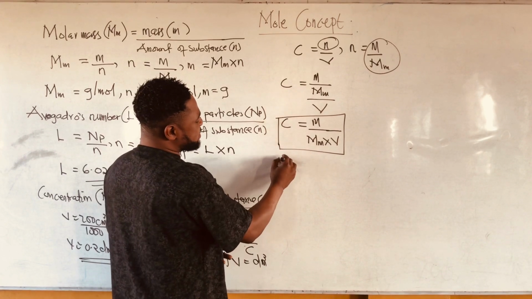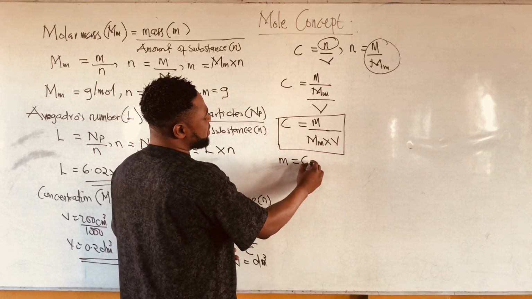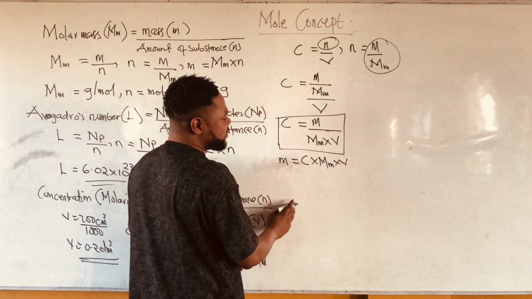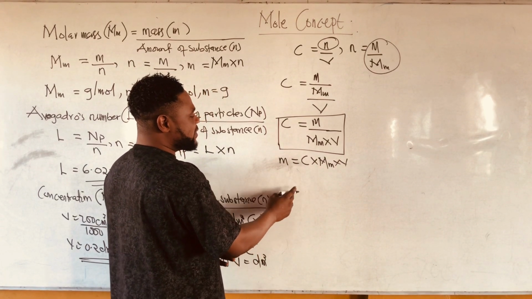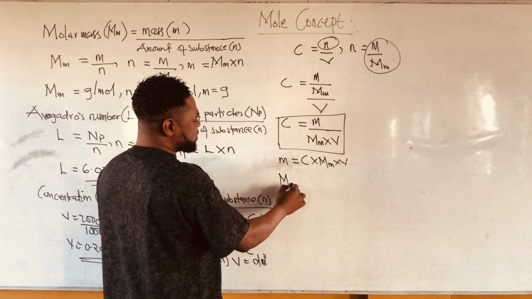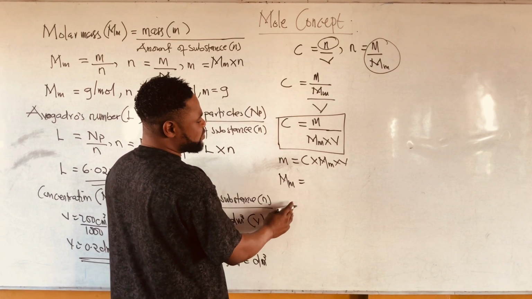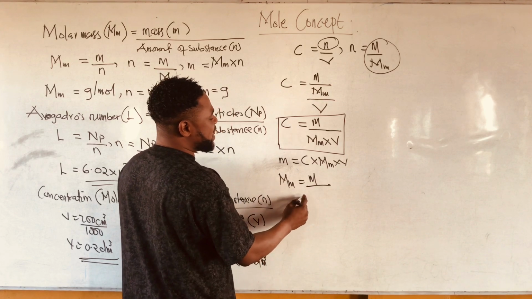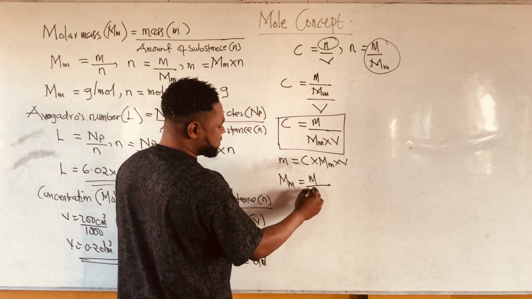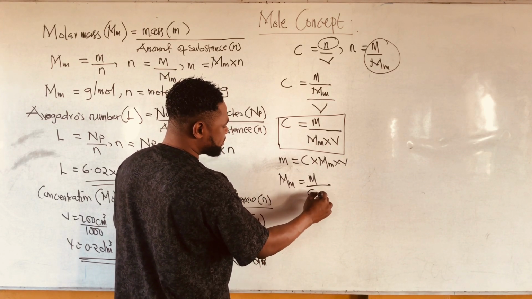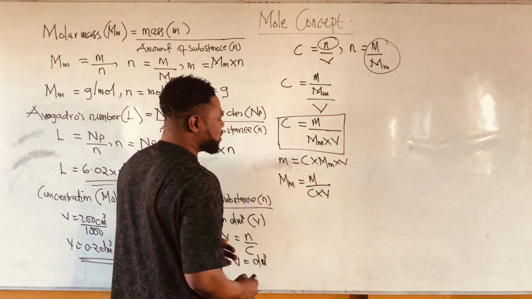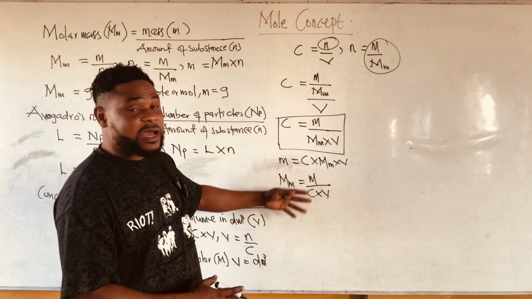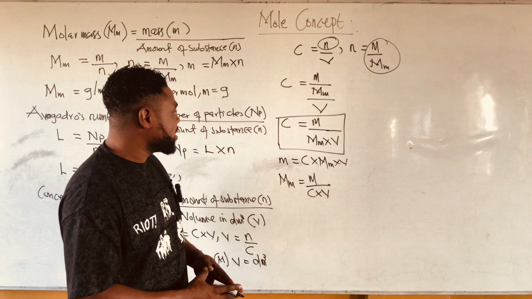And from here, we can make other things the subject. We can make mass the subject, where mass will be equal to concentration times molar mass times volume. And we can also say molar mass should be equal to mass divided by concentration times volume. So here we can have so many formulas as well.